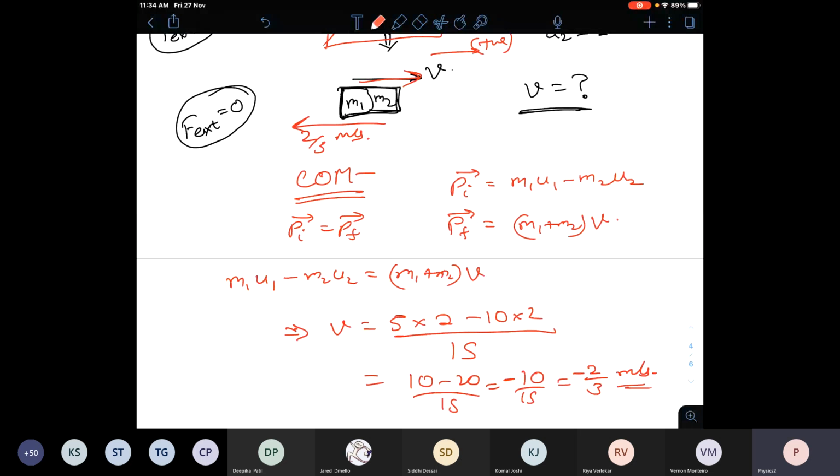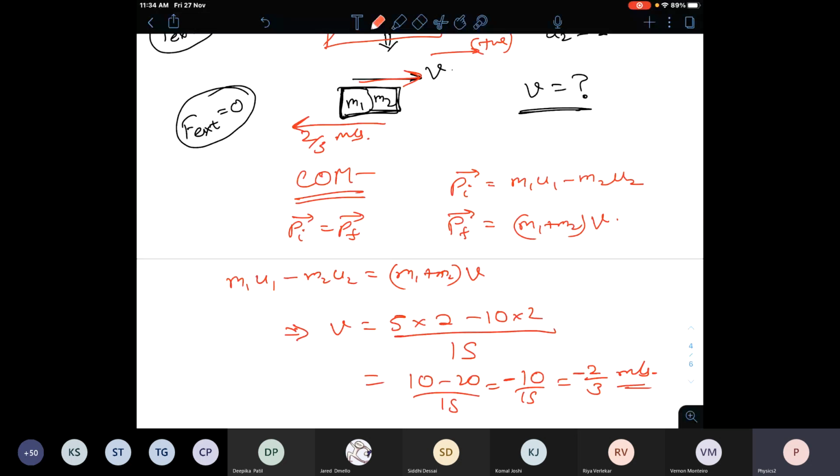Okay, so 2 by 3 is the answer. Always remember, write the momentum in terms of vector only. Never take only the magnitudes. If you take only the magnitudes, your answer will definitely be wrong.